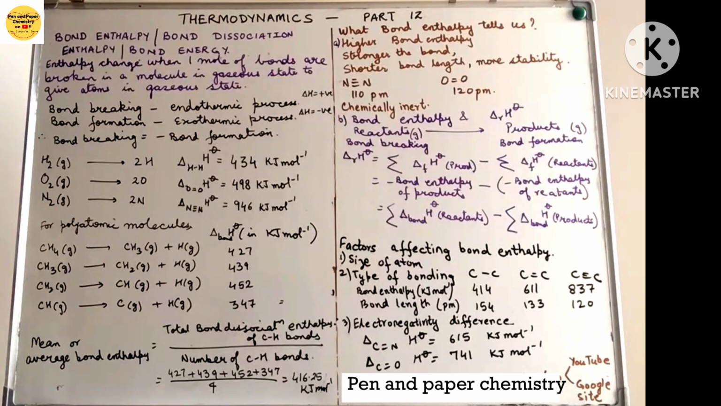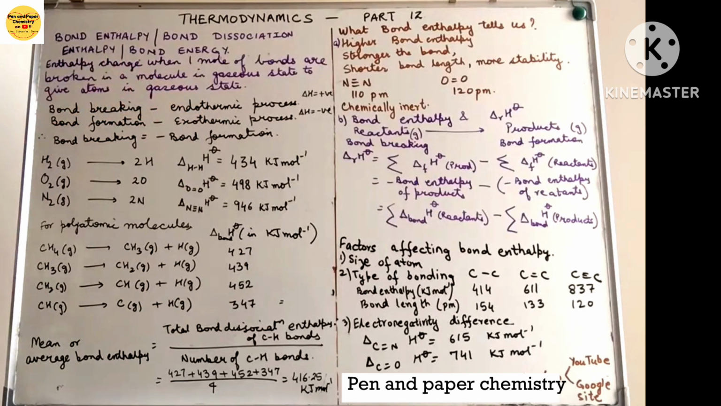Now that becomes very confusing when we say only bond enthalpy. Which bond enthalpy are we talking about? Are we talking about the bond formation enthalpy or the bond dissociation enthalpy? To avoid that confusion, we have defined bond enthalpy in a specific way. The enthalpy change when 1 mole of the bonds are broken in a molecule in gaseous state to give atoms in again the gaseous state.